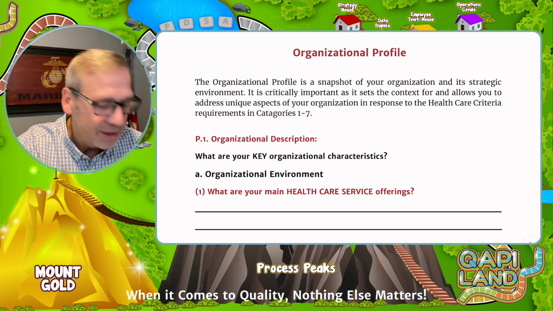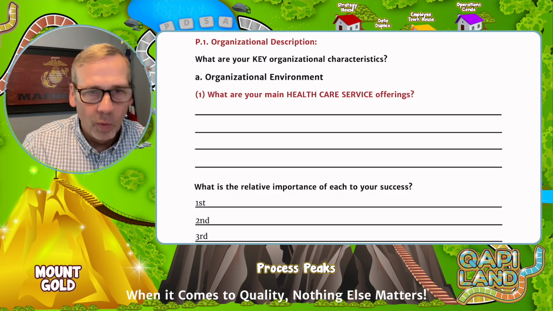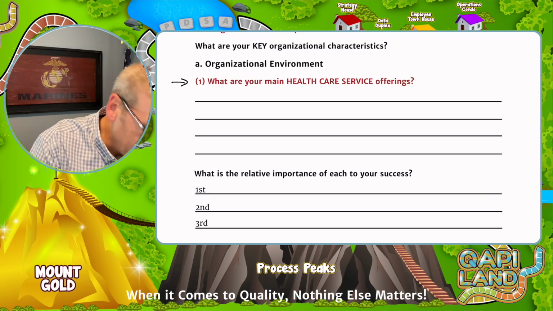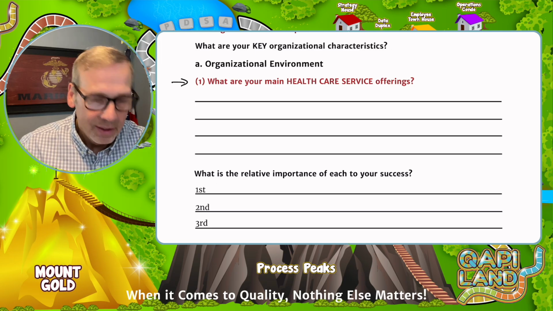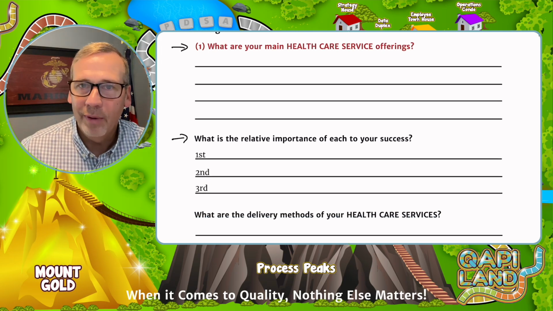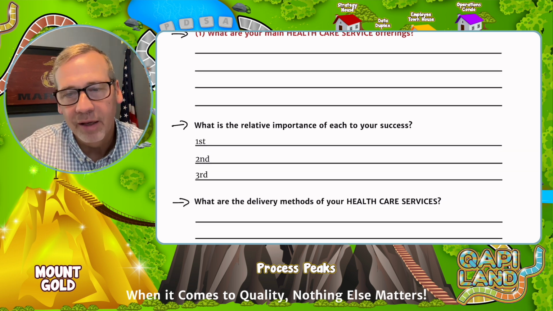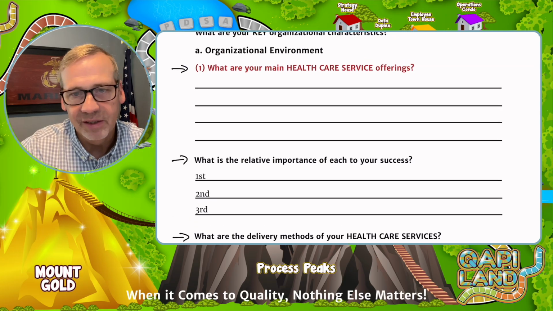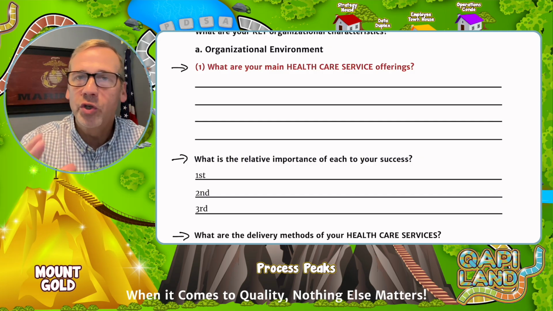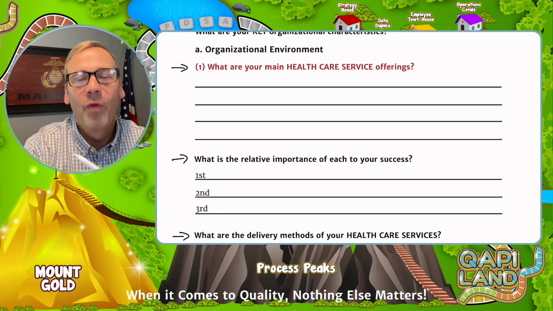Okay, let's get right into it. Here we go. Question 1, P1A1. Question P1A1 actually has 3 questions. This is question number 1, just like in the example. What are your main healthcare service offerings? This is number 2. What is the relative importance to each to your success? And this is number 3. What are the delivery methods for your healthcare services? So you can see it's 1 question, but it's broken up into 3 questions, and you do need to answer all 3 parts to get full credit for this question.